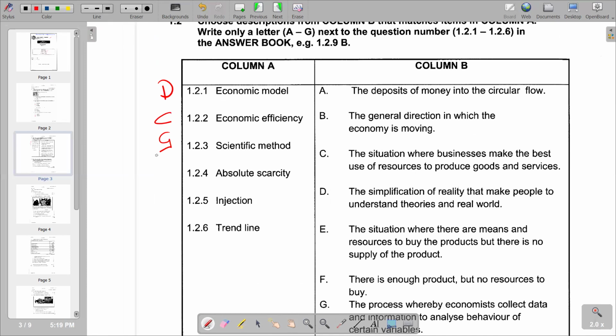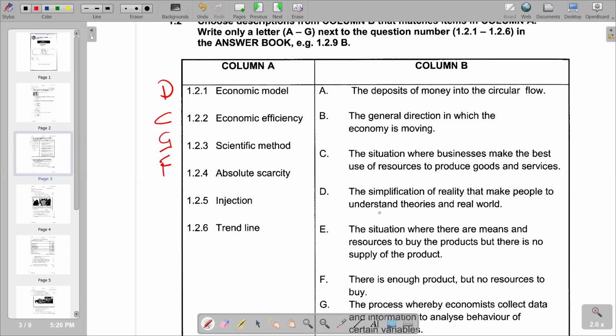Then absolute scarcity, we go to our responses to try to see. If you go to F, there is enough product but no resources to buy. Absolute scarcity is usually described from the point of view that resources cannot be renewed. The resources are the ones that are not available, since they have been used up and cannot be renewed, so it becomes absolute scarcity. So we got F as the correct response.